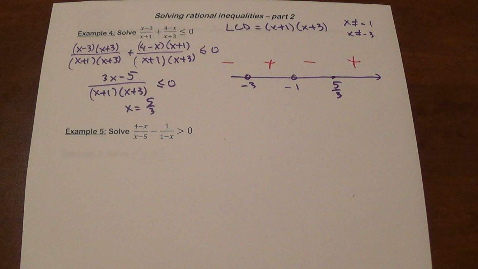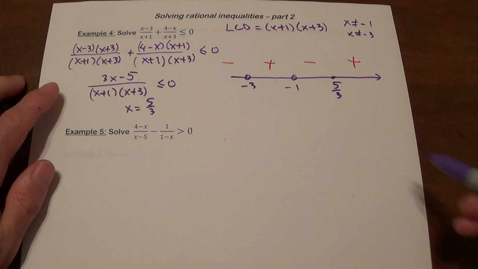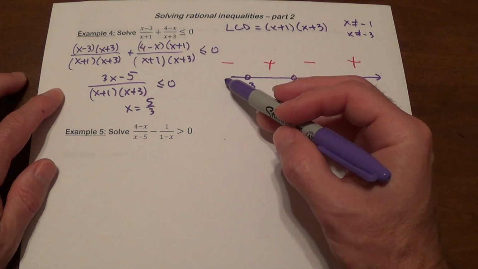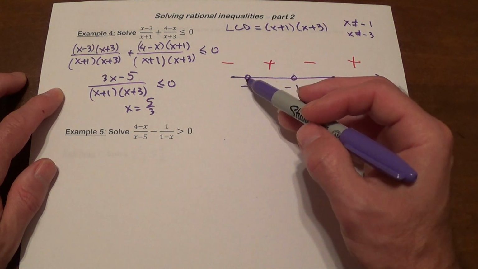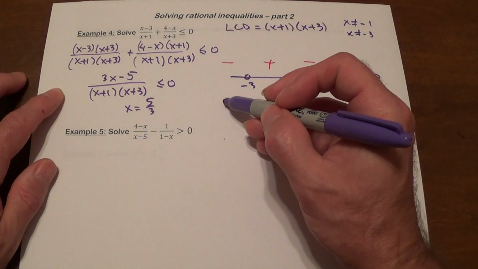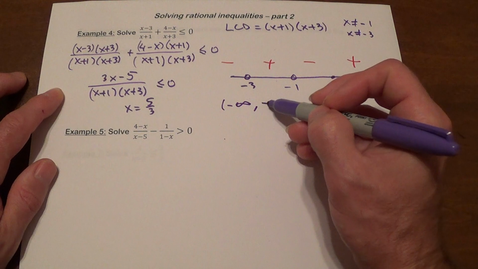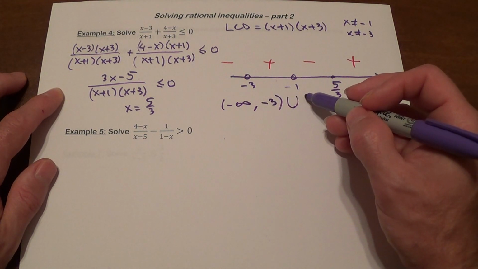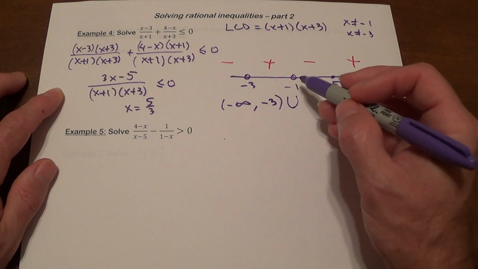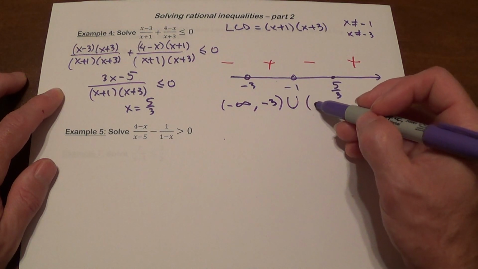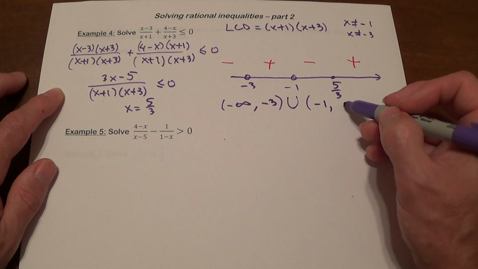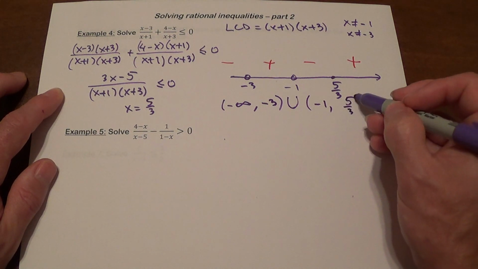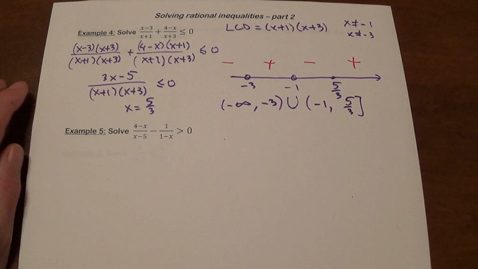We want it to be less than 0. So less than or equal to 0 is going to be from negative infinity to negative 3. Negative 3 cannot be included because it's an excluded value. And then we're also going to include the interval from negative 1 to 5/3. Negative 1 cannot be included as it is an excluded value, but 5/3 is fine.